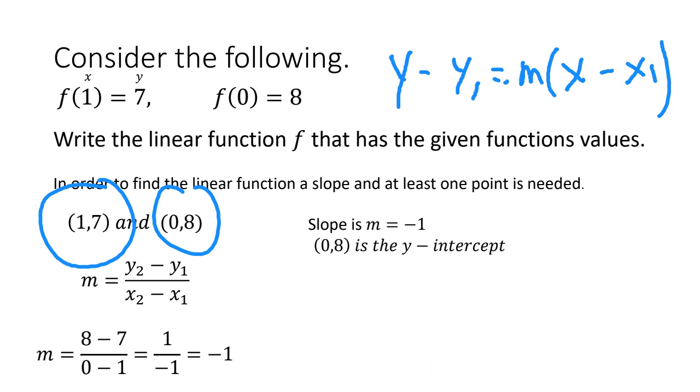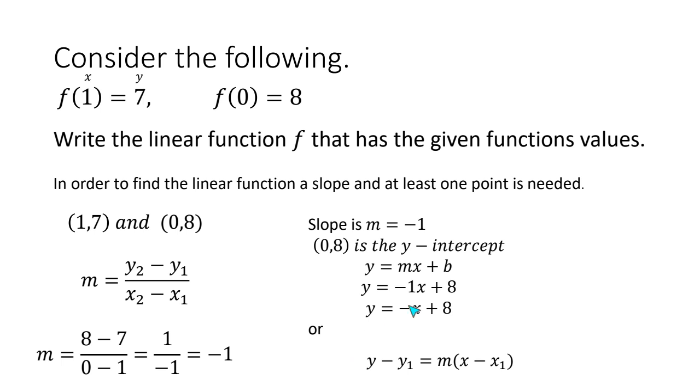So now we just substitute those values. So I actually did the work here, but the slope is negative 1, and then the b is going to be 8. So negative 1x is the same as negative x. So that's your equation.